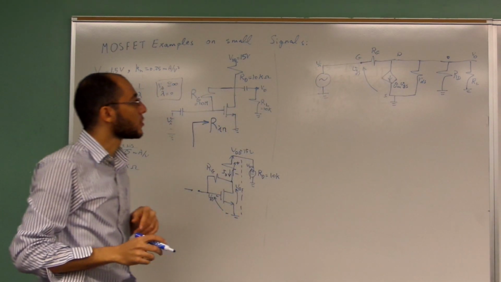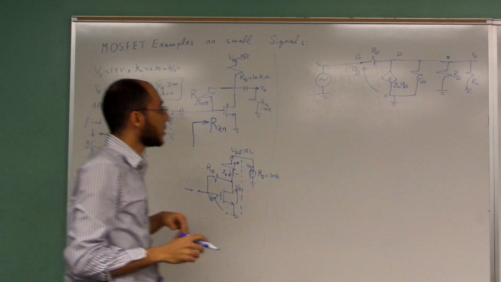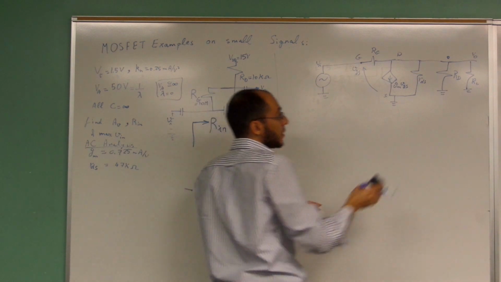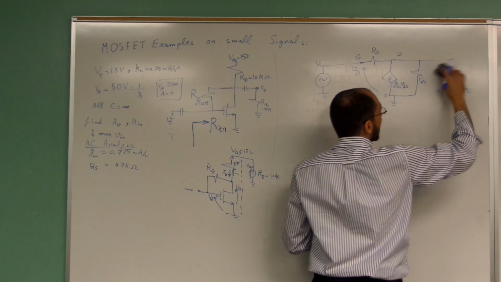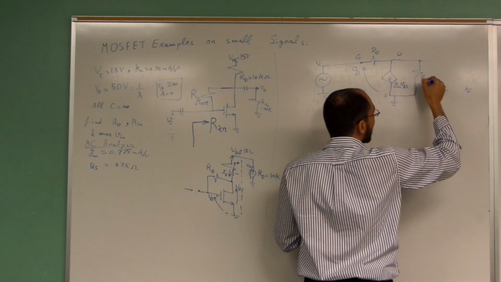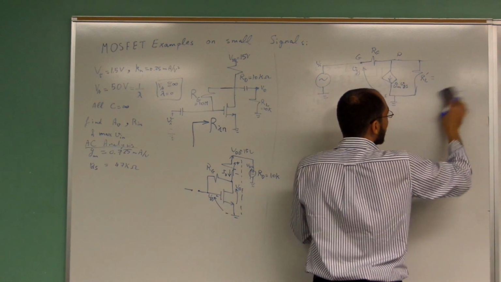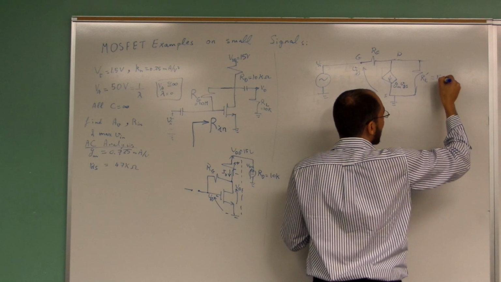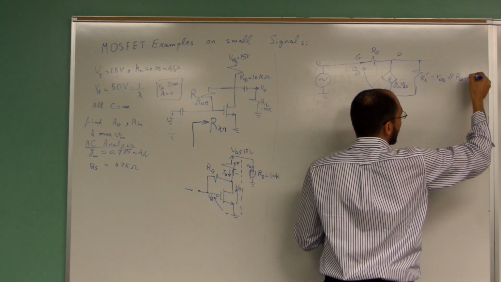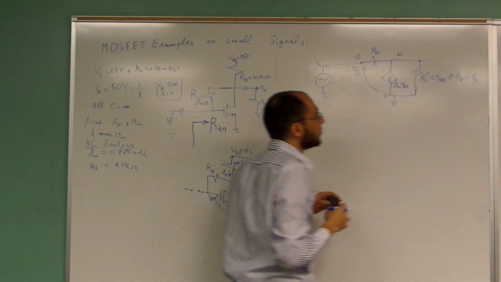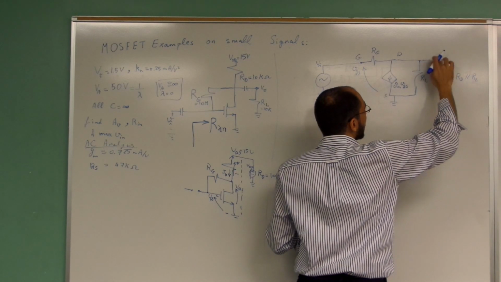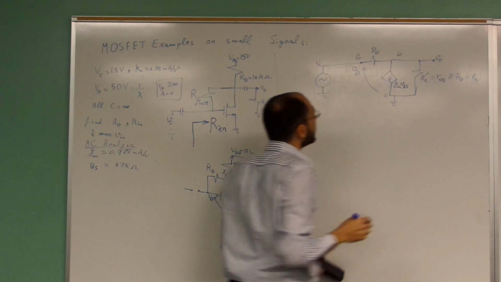Okay? So, what do we need to do next? We could take all these capacitors, all these resistors in parallel. Then I'm going to omit these and put them as a single resistor RL dash, which is equal to RDS in parallel with RD in parallel with RL. And we have the value of the output here.